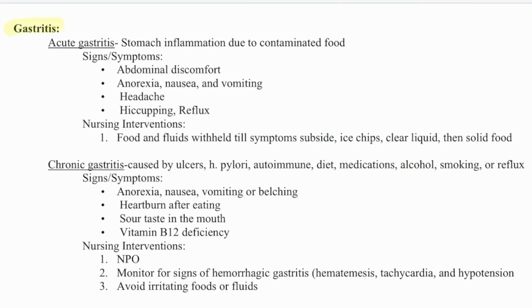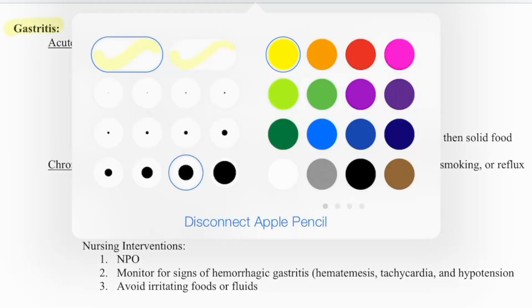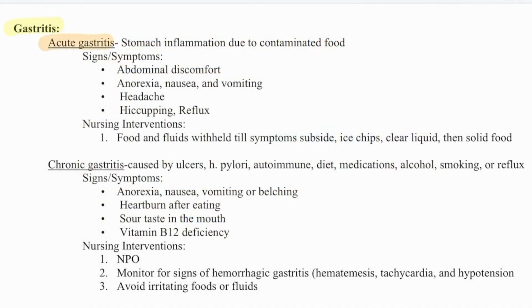Now let's talk about gastritis. There are two types of gastritis: acute gastritis and chronic gastritis. Acute gastritis is a stomach inflammation due to contaminated food. This is going to have abdominal discomfort, anorexia, nausea and vomiting, a headache, hiccuping, and reflux. Our nursing interventions are food and fluid that are withheld till symptoms subside. We can give them ice chips, clear fluids, and then solid food.